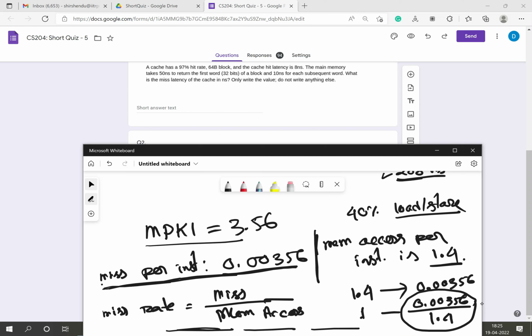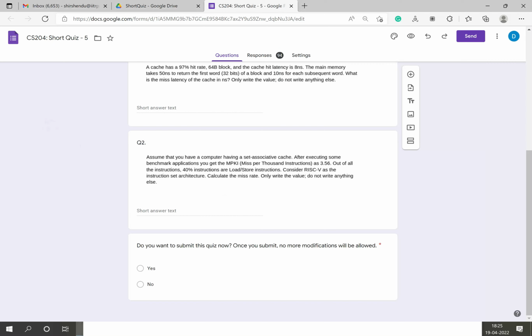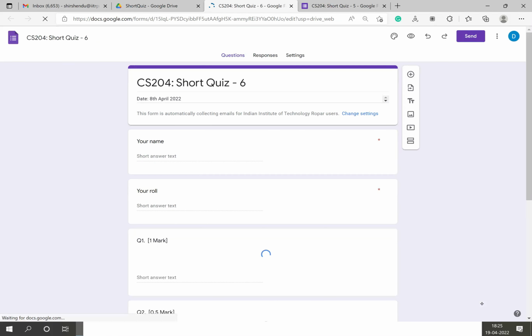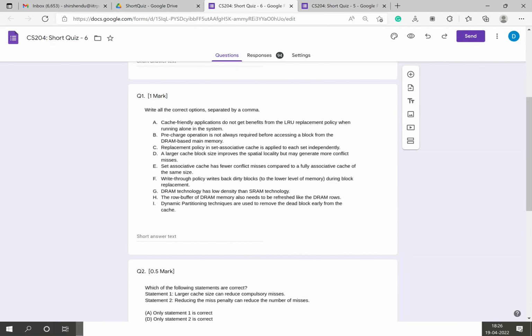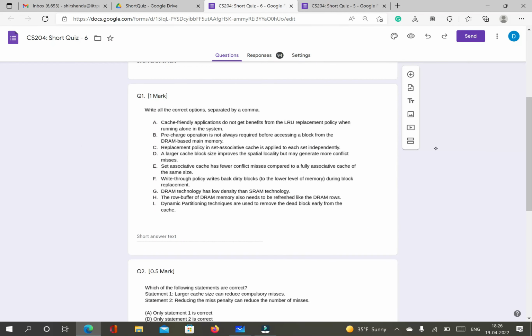These are the two questions, and I have already explained them. Now let me move to short quiz number 6. If I am not wrong, I have written the answers here. So the answer of the first question is B, C, D only, I think. Let me check it from here.